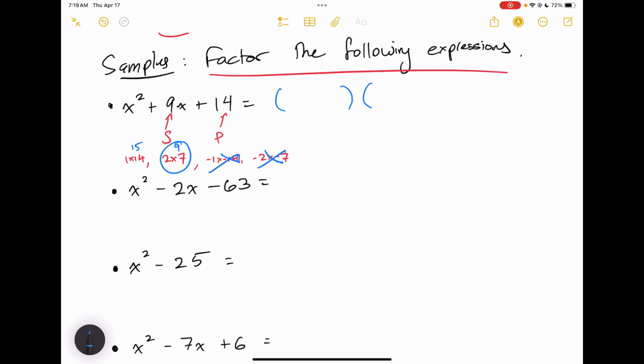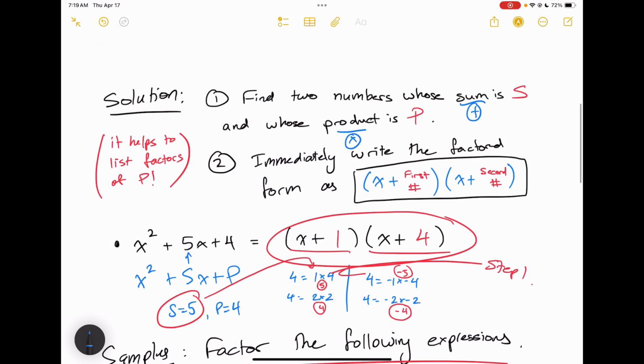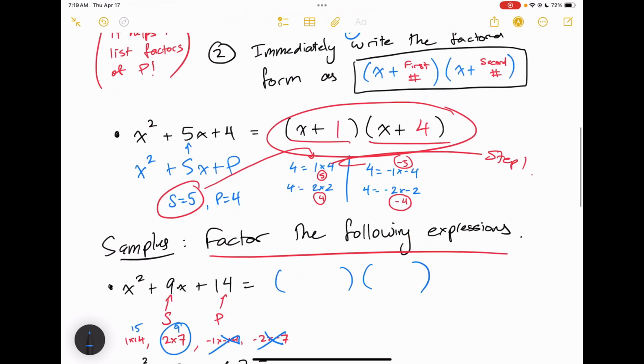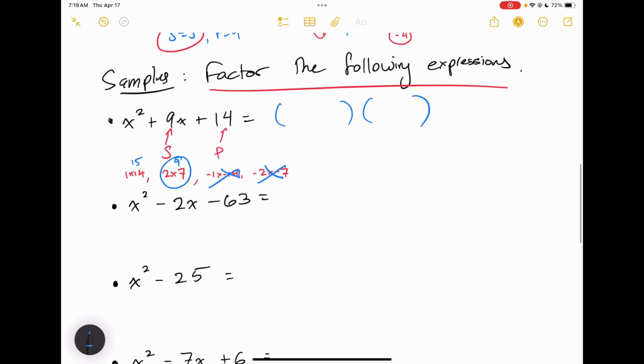So now I set it up. Remember the general format that it should go? X plus the first number into x plus the second number. So it's going to be x plus 2 into x plus 7. And now you have something that looks like those factored forms we've seen before.